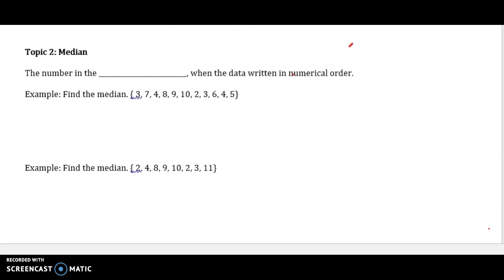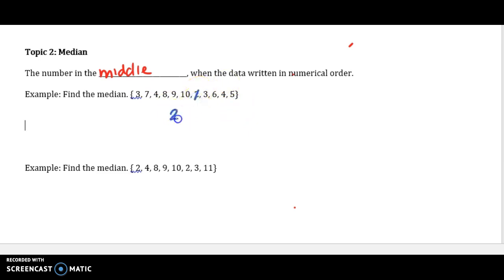Now let's talk about median. The median is the number that's in the middle when the data is written in numerical order. So this first example, all I have to do is write the numbers in numerical order. So my smallest number here is 2.